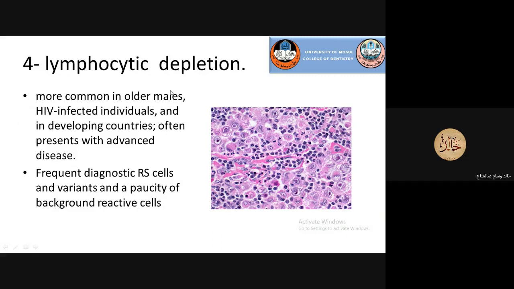Why do we call it lymphocyte depletion? Because there are few inflammatory cells in the background, a paucity of background reactive cells. You can see here all these are RS cells. These are the classical RS cells, and in addition, the one nuclear variants are also RS cells. And here we have very few lymphocytes in the background.